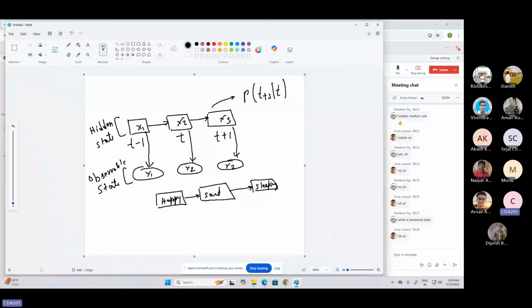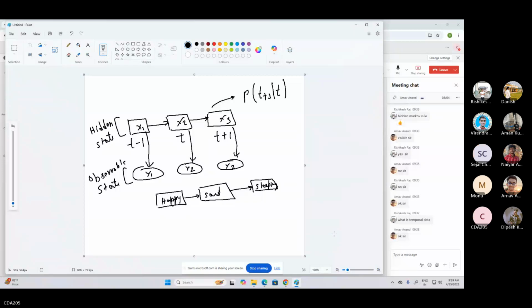Okay, Rishikesh, you understood that temporal data? Now, what happened? The kid becomes happy when he is playing. The kid is sad when he is crying. And a kid being silent means that he's sleeping. Okay. So let us imagine that a kid is in another room and you reside in another room.